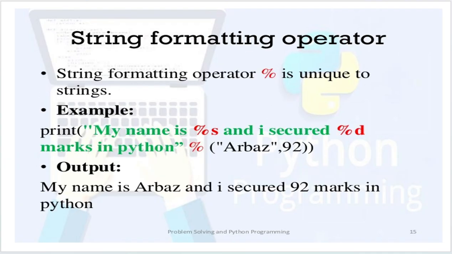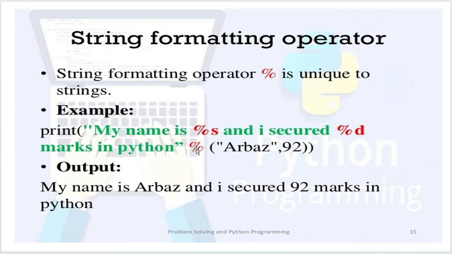There are string formatting operators, such as the percentage symbol. If you want to store values in a particular place, you use this string formatting operator. In this example, print "my name is", and instead of %s, that particular string will be replaced over here, and "I've secured marks". Marks is given as %d, where d stands for integer values, given here as 92, so 92 will be placed here in the marks statement.